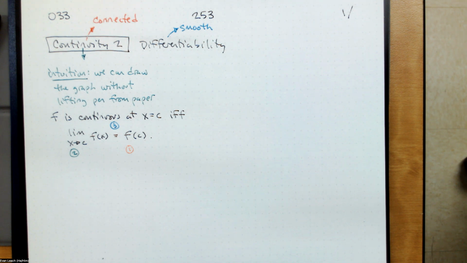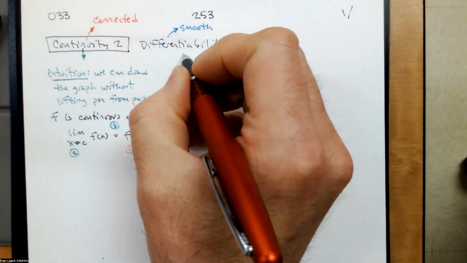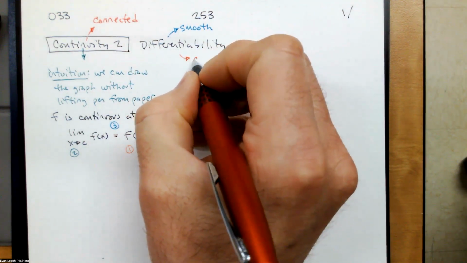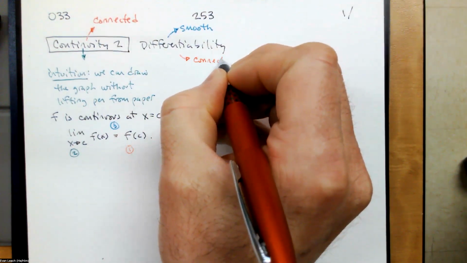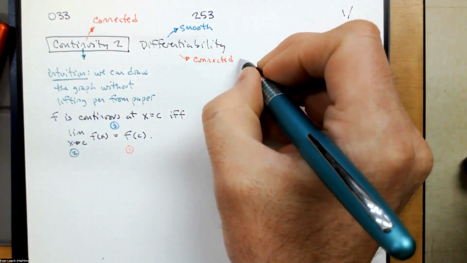The main thing that we're looking for, number one, it is connected. We can't have smoothness without connection. And number two, the main thing we're going to be looking for is sharp corners. So with smooth, we want connected, and we want no sharp corners.